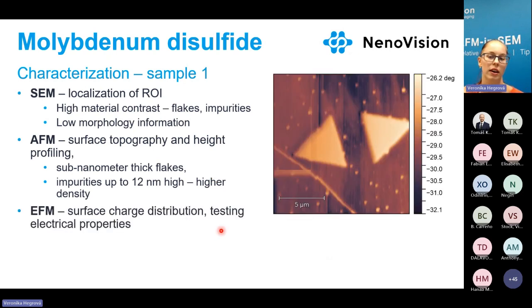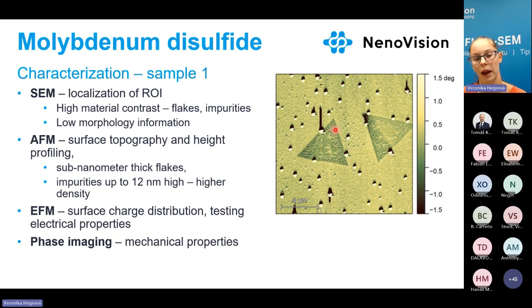And then we measured the electrostatic force microscopy, which measures the surface charge distributions. And we can see very clearly where the flake is and where it's not. And then we measured the phase imaging to obtain the mechanical properties.